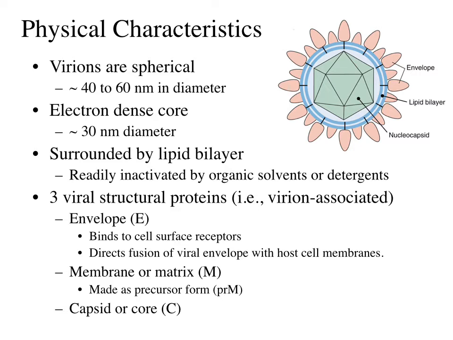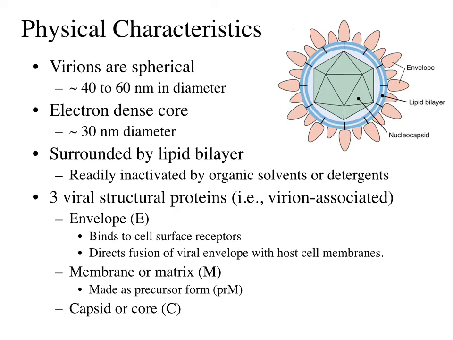And on the slide here, I said surrounded by a lipid bilayer, readily inactivated by organic solvents or detergents. That's a common characteristic of any virus that has an envelope. The organic solvents, detergents, will disrupt that envelope. So very early in virology, that was one of the first tests that would be done to try to determine whether a virus might be naked or enveloped. So this isn't characteristic just of the flaviviruses, but any virus that has an envelope.